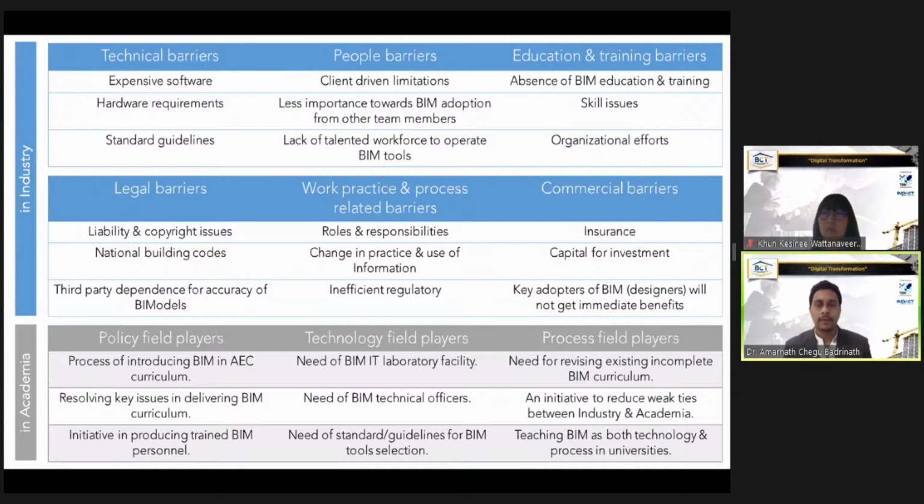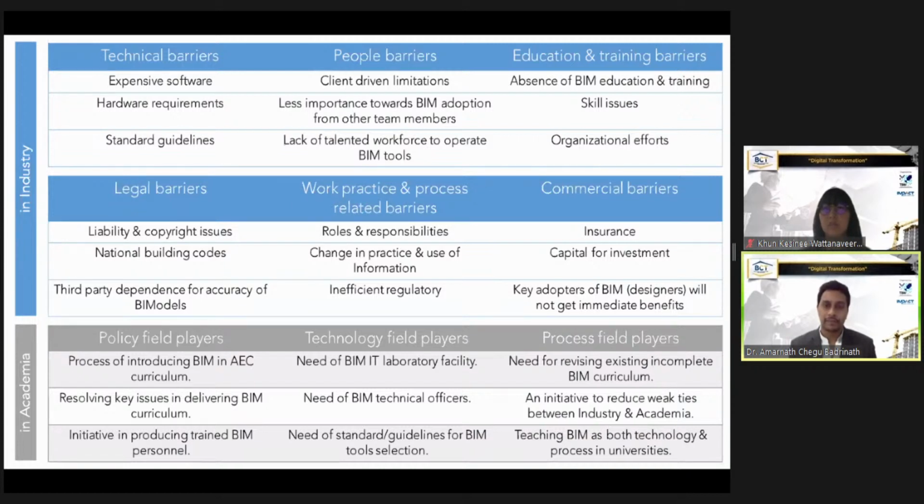The major thing is people barriers, client-driven limitations. Until the client asks for it, we don't want to go for it. Only a few companies go with it without the client asking, because they know the benefits of adopting it. There is also less importance given to BIM adoption by other team members. For example, a design organization is ready to adopt it, but maybe the contractor organization is not ready. If an architectural team is ready to adopt it, maybe the structural team is not. If the client has mandated it, some divisions are still not adopting. These kinds of issues come in because people are not able to understand the returns BIM can bring for them.